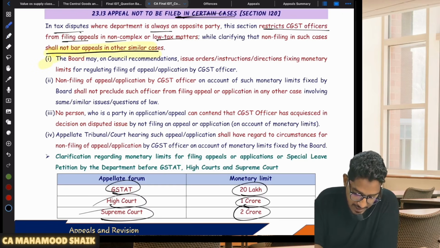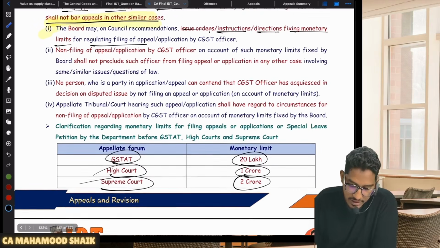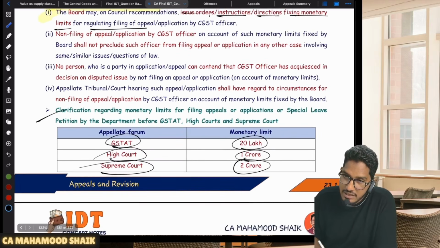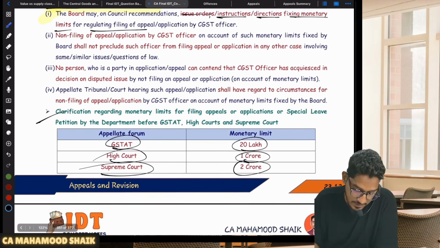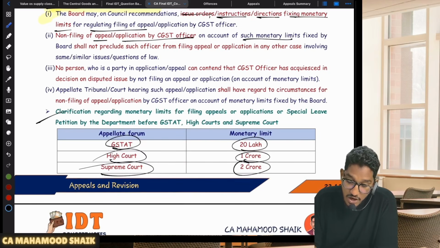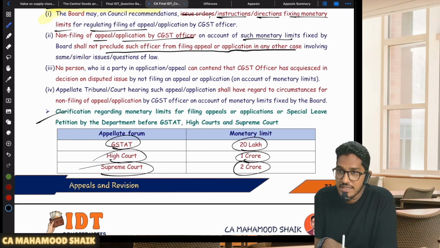The board may, on council recommendation, issue orders, instructions, directions fixing monetary limits for regulating filing of the appeal. Using that power only, they have fixed those limits. CBIC. Next. Non-filing of appeal or application by a GST officer on account of such monetary limits fixed by the board shall not preclude such officers from filing an appeal or application in any other case involving a similar issue.